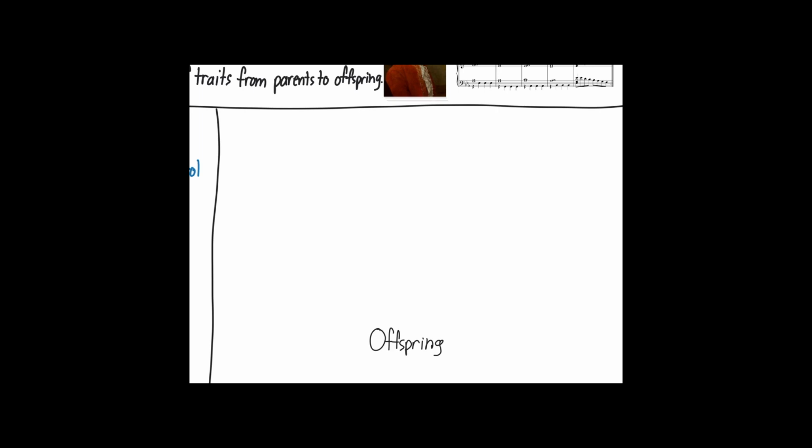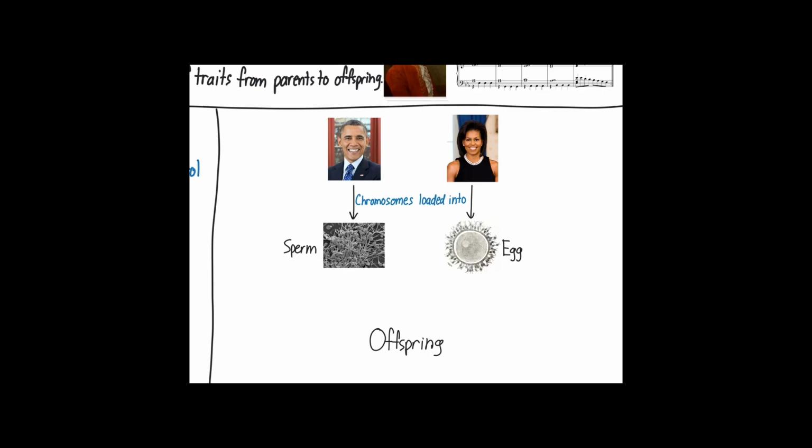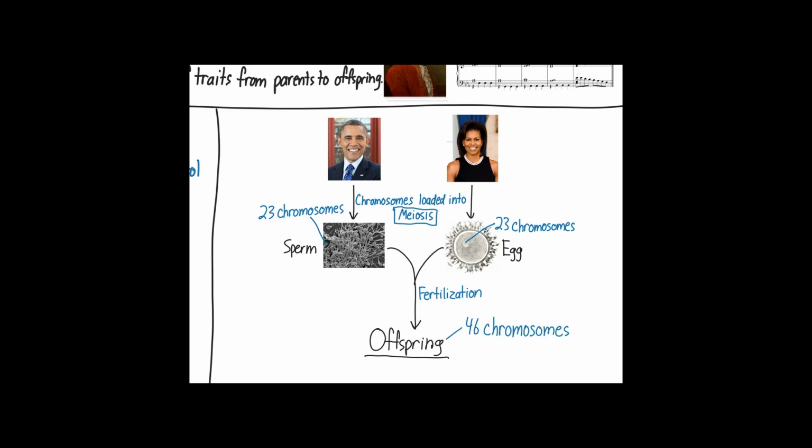So how do offspring get chromosomes from their parents? Chromosomes are loaded into gametes during meiosis. During fertilization, the gametes, which for humans have 23 chromosomes each, fuse and form the offspring, which get the chromosomes from both gametes, so now they have a total of 46.